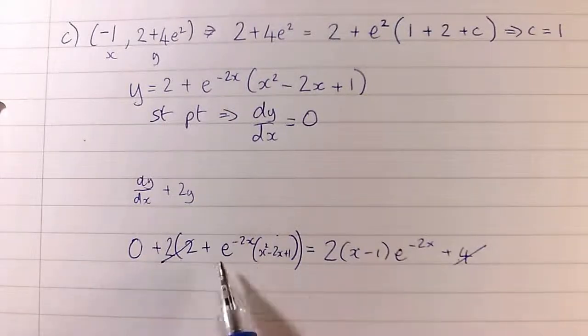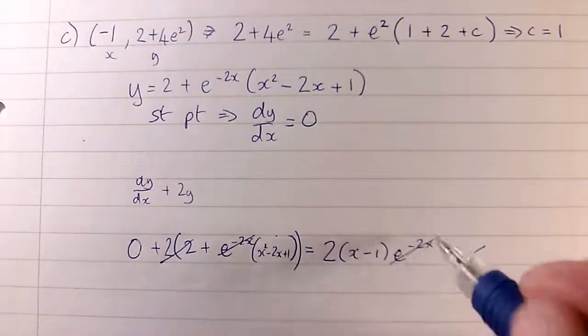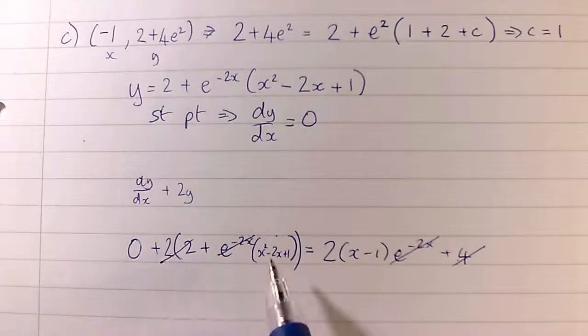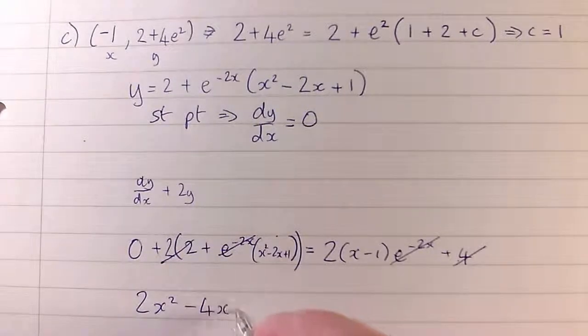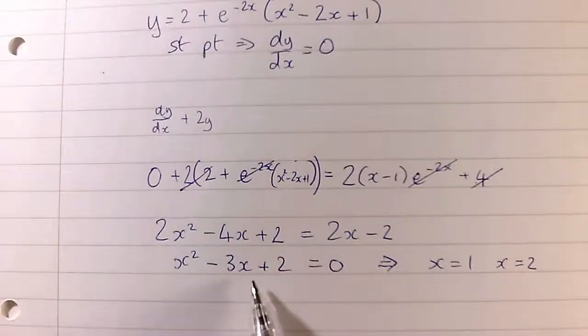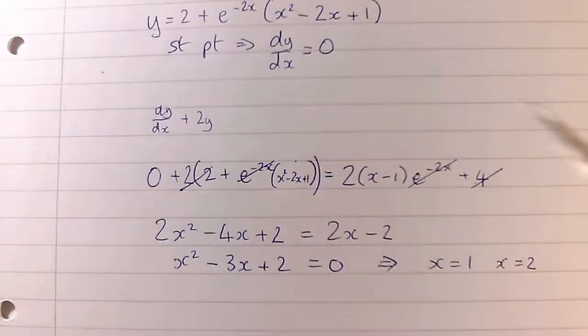Now, e to the minus 2x can't equal 0, so it is legitimate to divide both sides by that. Otherwise, you'd need to get everything on one side and use it as a factor. So the things that are left are equal. I mustn't forget this is 2 times x squared minus 2x plus 1. So that's 2x squared minus 4x plus 2 equals 2x minus 2, which simplifies to this quadratic with these solutions. So these are the x coordinates where I have stationary points, where dy by dx equals 0.